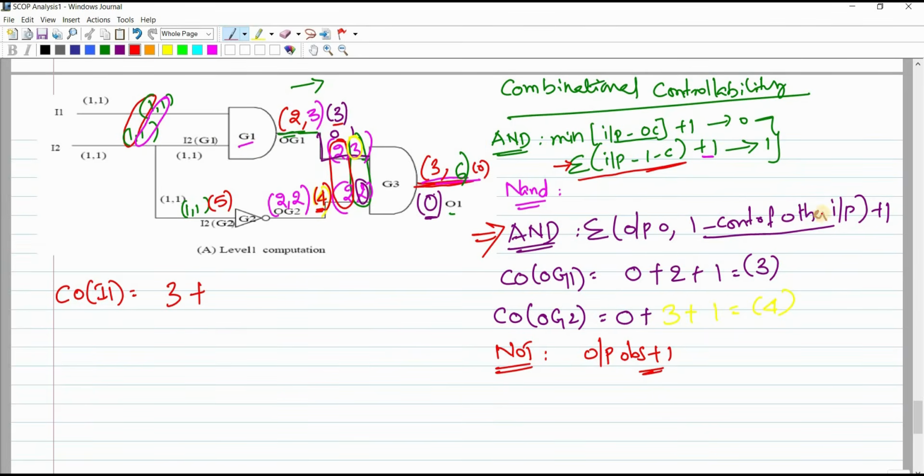3 plus 1, controllability of other input. If here I am calculating I1 now, that means 1 controllability of other input is 1. 1 plus 1 means 5. Here I can get 5.